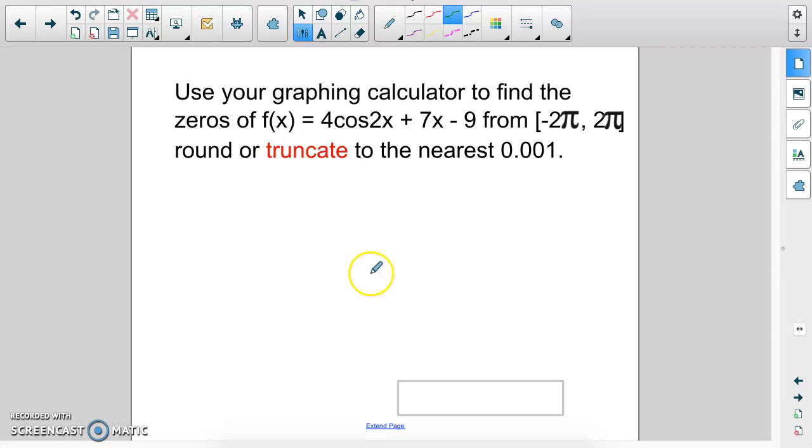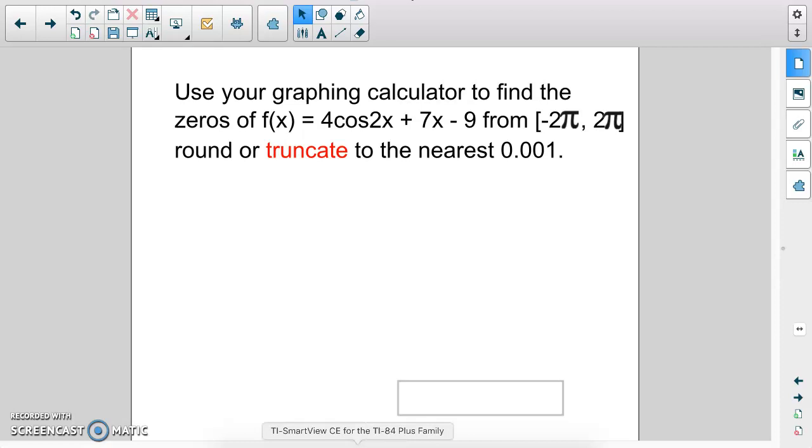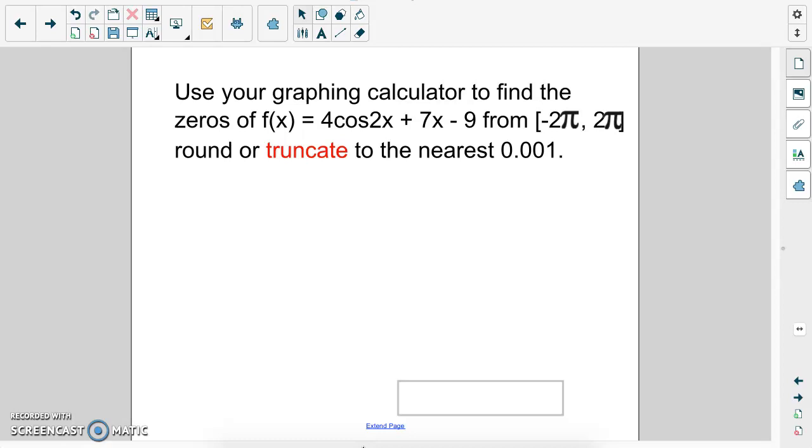Use your calculator to find the zeros. So graphing calculator, you're going to type in 4 cosine 2x plus 7x minus 9 in your y1. Make sure you are in radians. We always use radians in calculus unless otherwise specified. And we're going to make our window go from -2 pi to 2 pi.